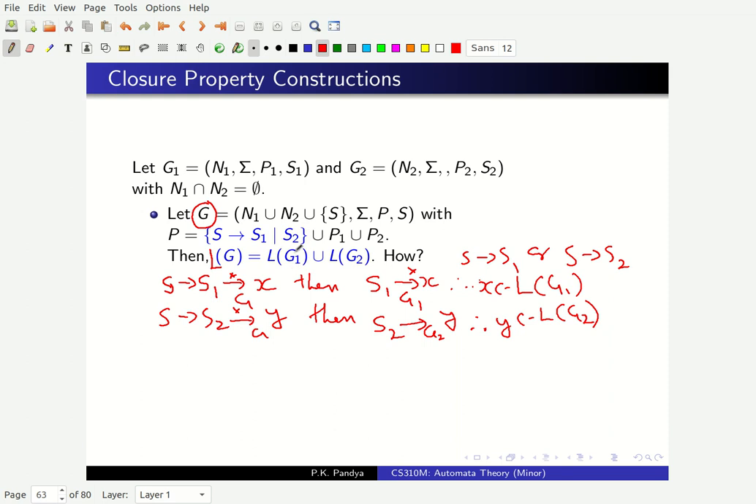Suppose there is a string which belongs to language of G1, then there will be a derivation like this. S1 goes to X for that string. Let me say converse: let S1 derive some X in grammar G1. Then we have S goes to S1 as a possible rule, and then within grammar G, since all the rules of G1 are included in G, we can do the same derivation here and we can derive the same string X. Therefore, any string that belongs to L(G1) belongs to L(G), and similarly for G2. So we have finished the proof that these languages are equal.